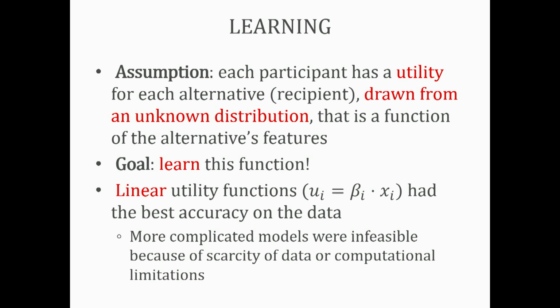Okay. Slightly more on a technical level, what we do is we assume that in reality you have some utility for an alternative. In your mind, there's some value you assign to the donation going to a specific recipient. So I just need to find out what these utilities are. Okay, and as it turned out, linear utility functions did well. And also, as it turns out, it was computationally infeasible for us to learn anything more complicated. However, we had pretty decent accuracy on the data.